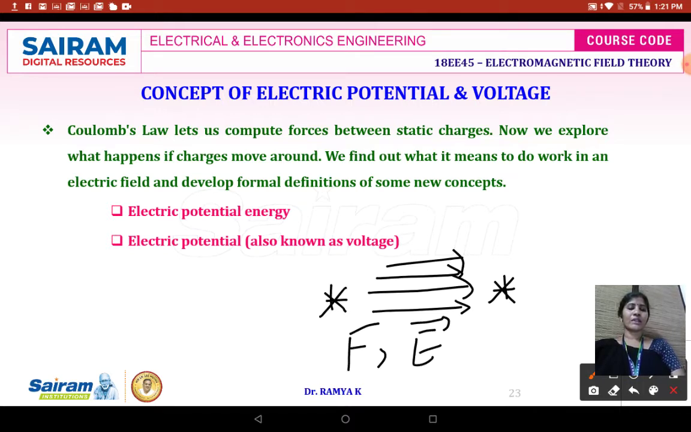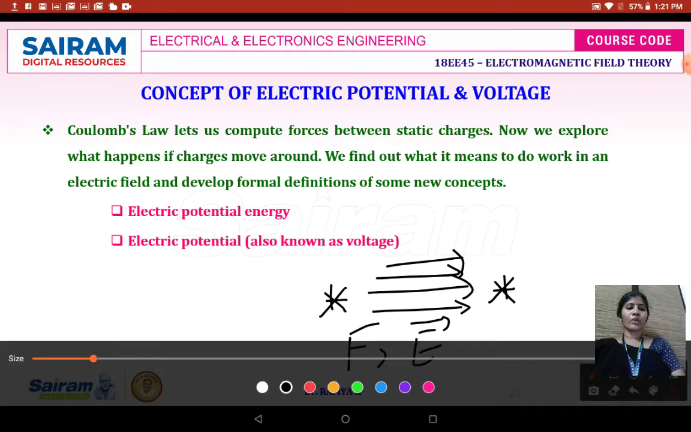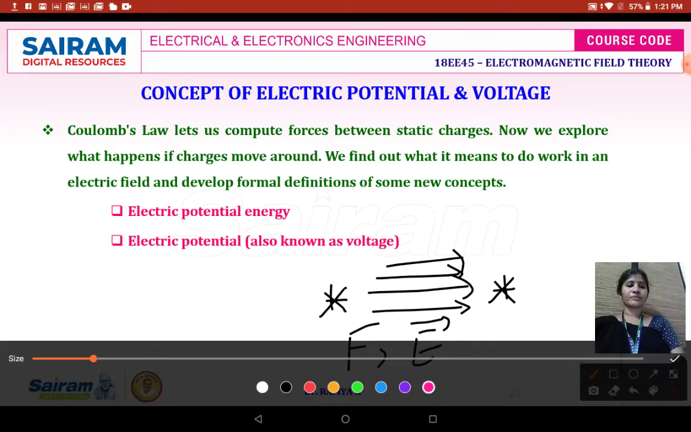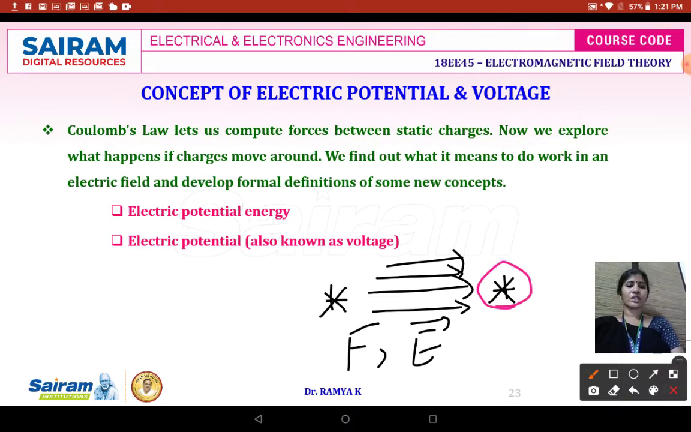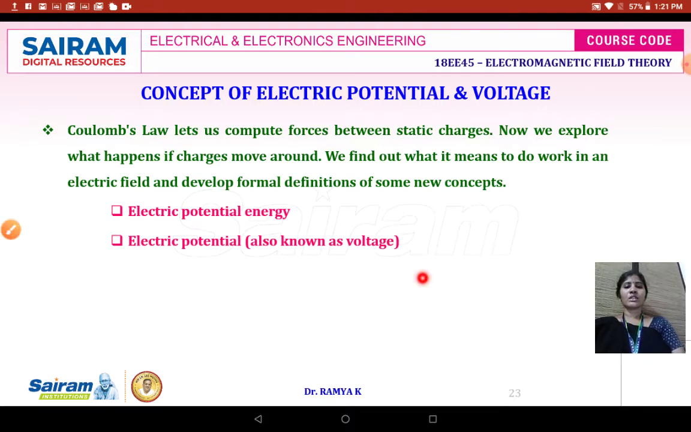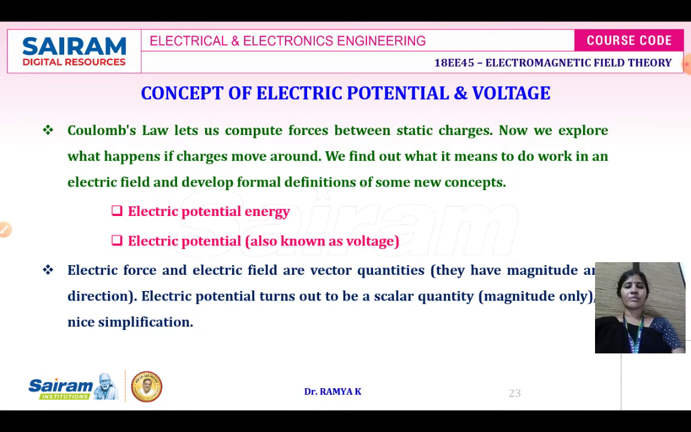Now if you consider one charge to be a test charge, and if you are moving this test charge against this electric field or against the force, then some amount of work needs to be done. This comprises your potential energy and electric potential. From the work done, we will derive the concept of electric potential energy or electric potential.